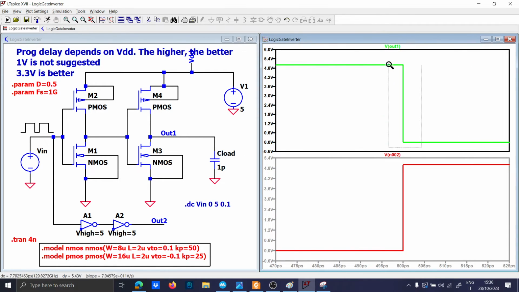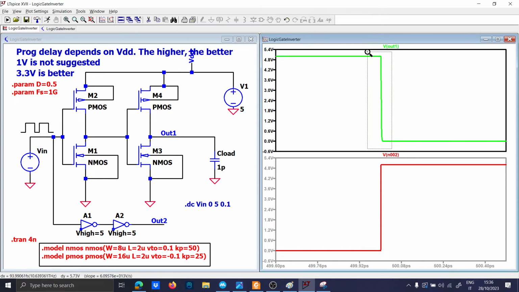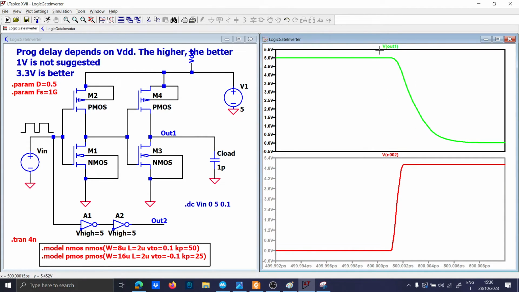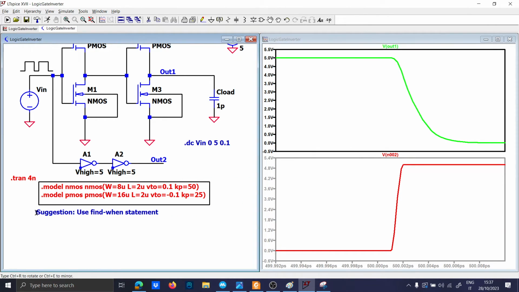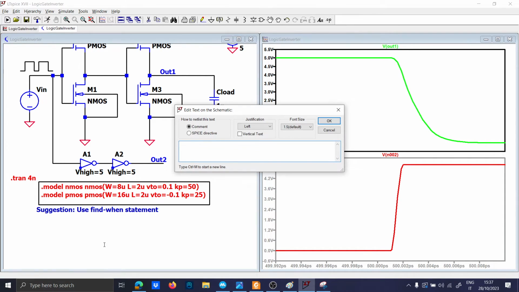But what you can do instead is to use the find when statement. So suggestion: use the find when statement. The find when statement basically calculates the time that you need, the time when some condition happens. Let me write it for you.